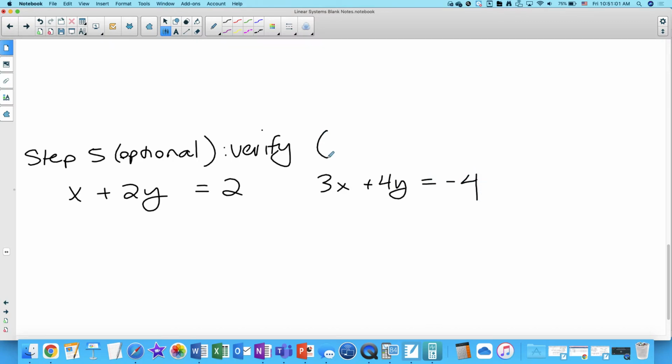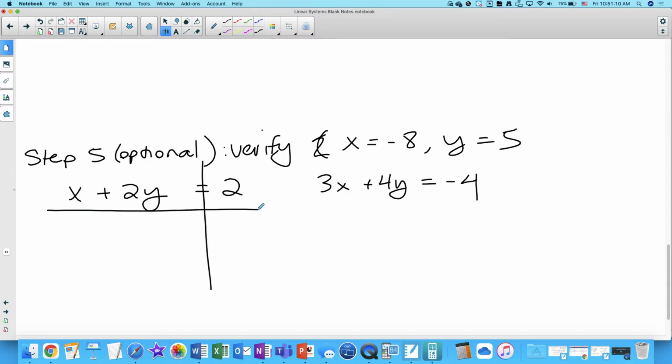If x is negative 8, plus 2 times 5, that's the left side. Right side is 2. And when I do this, I get negative 8 plus 10, which is 2. So this checks out. Left side equals the right side. And then I have to do it in the other equation as well.